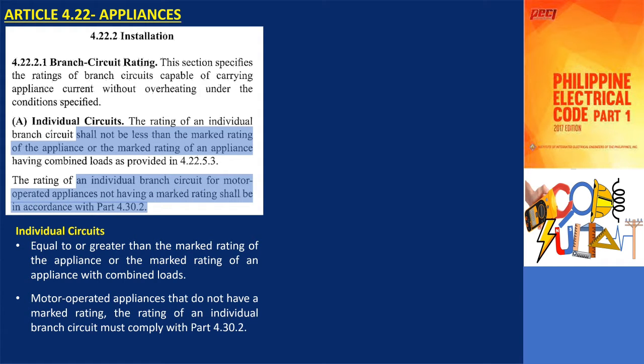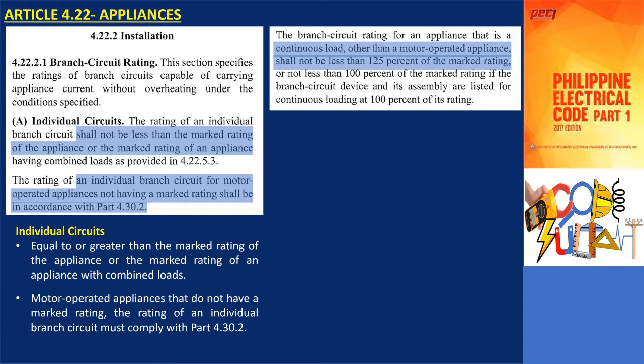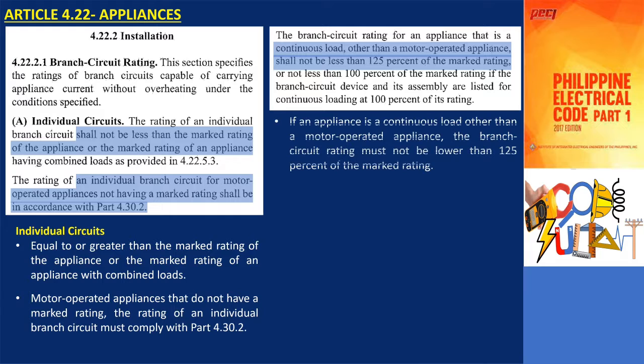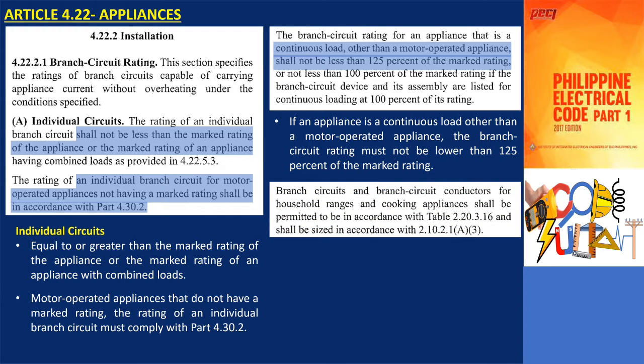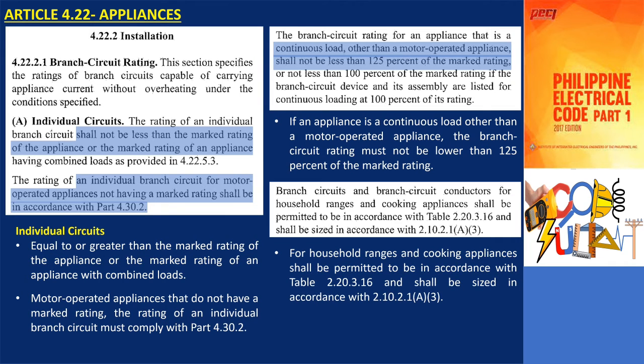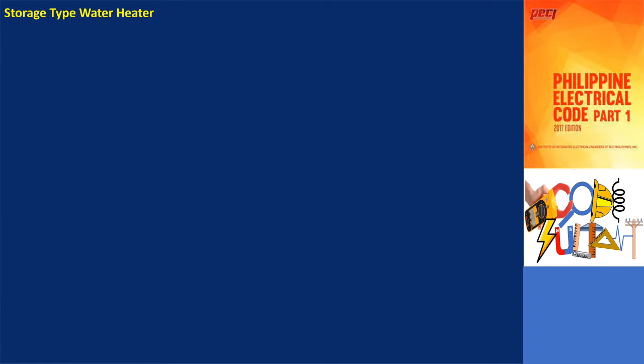Additionally, for motor-operated appliances that do not have a marked rating, the rating of an individual branch circuit must comply with part 4.30.2. If an appliance is a continuous load other than a motor-operated appliance, the branch circuit rating must not be lower than 125% of the marked rating if the branch circuit device and its assembly are listed for continuous loading at 100% of its rating, not less than 100% of the marked rating. Branch circuits and branch circuit conductors for household ranges and cooking appliances may follow Table 2.20.3.16 and must be sized in accordance with 2.10.2.1a3.